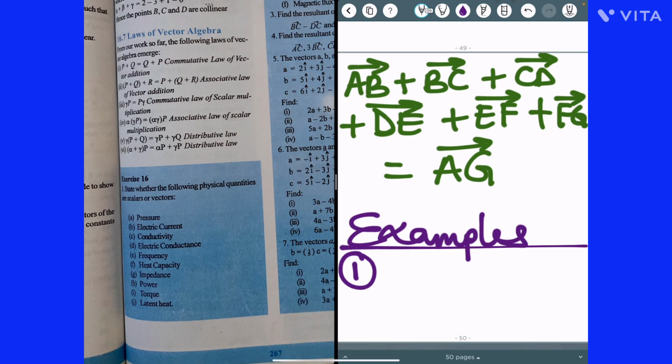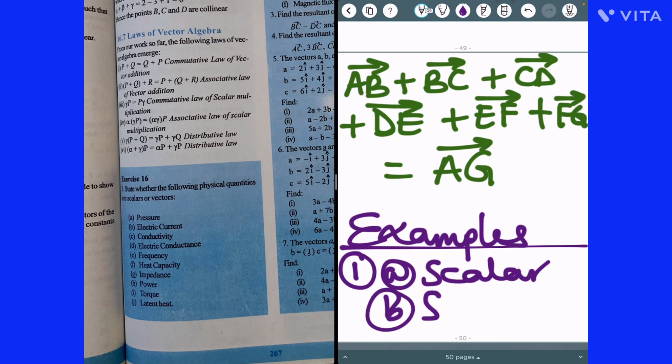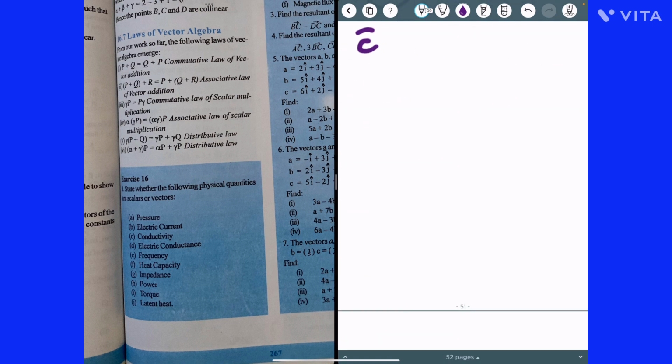Number 1 here says, state whether the following physical quantities are scalars or vectors. Pressure is a scalar quantity. It has only magnitude, no direction. Electric current is a scalar quantity. It has no direction. We always add current algebraically when they meet at a point in a circuit.